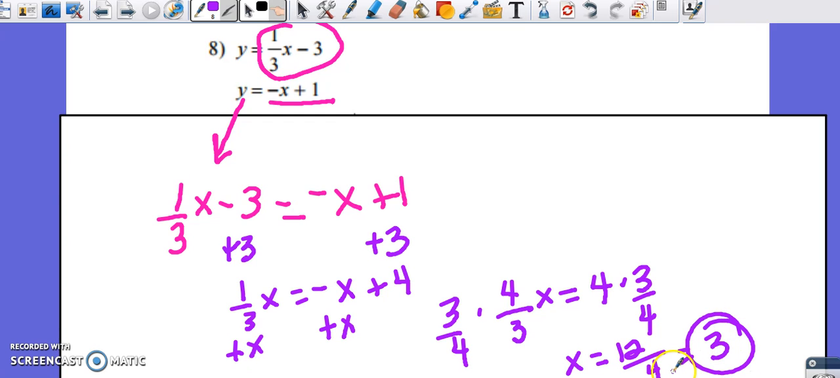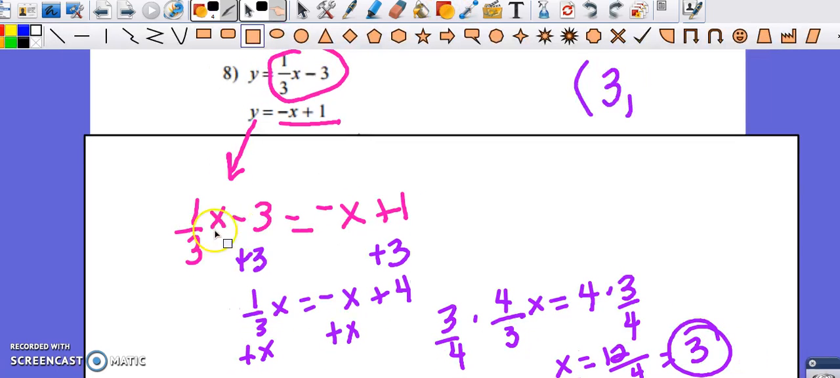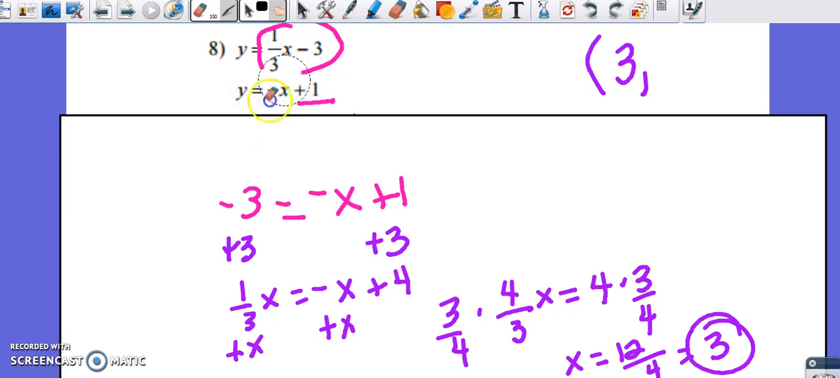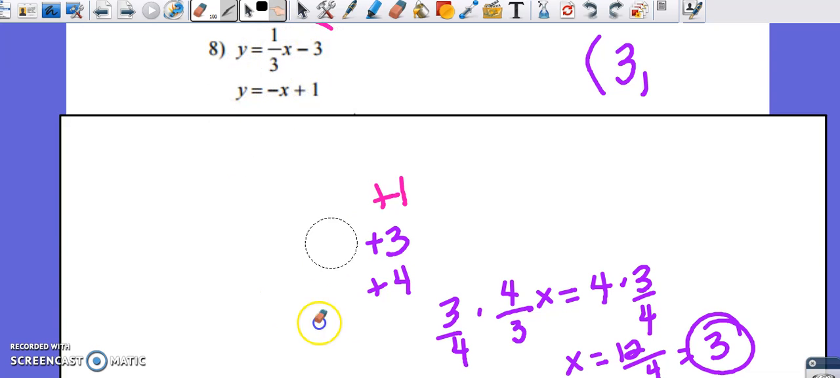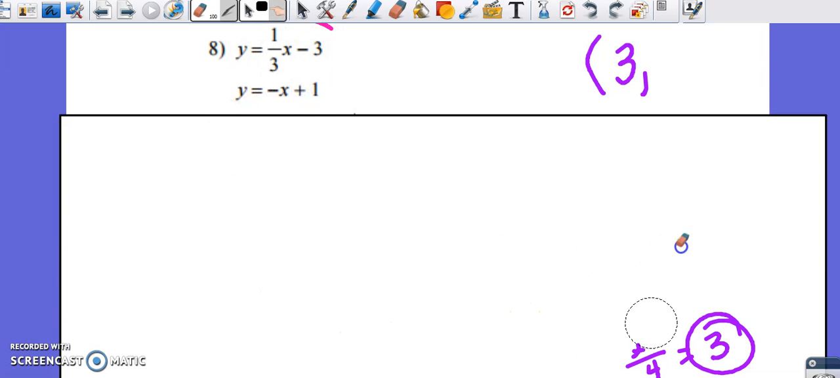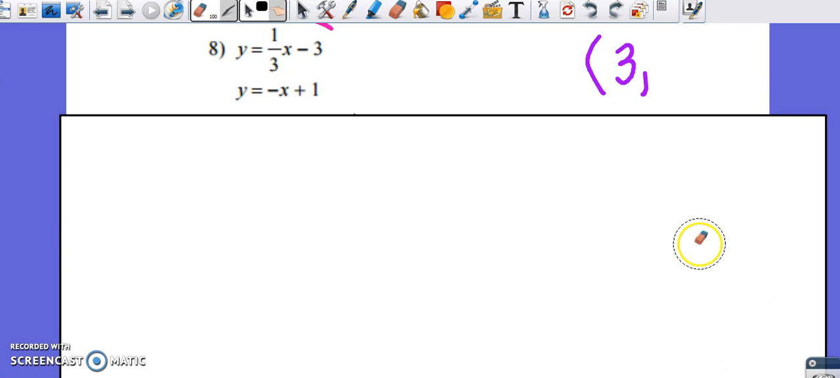Okay, so x is what? 3. That means that I already know one of my coordinates is 3. Okay, so now that I know what x is, I can pick either one of these equations and put that in for x. Now, to me, looking at it, it's going to be easiest to put it in the second equation because there's no fraction there.